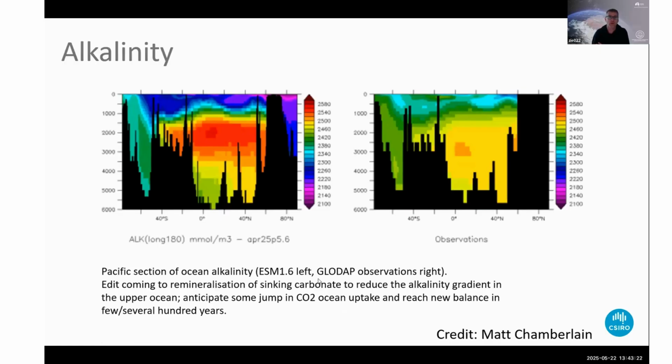There's a slide showing the alkalinity. It's somewhat too high in the kind of mid-ocean, as you can see on the left-hand side. On the right-hand side, we have the observations, and it's somewhat too low at the surface. And I think Piers and Matt are planning to do a parameter change here as well to decrease the gradient. This will have an impact on the carbon uptake and will perturb our net flux again. But if we keep the model running, which we intend to do, then we should get in balance again after a couple of 100 years, hopefully.